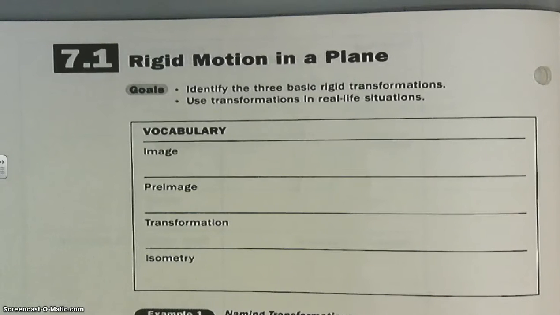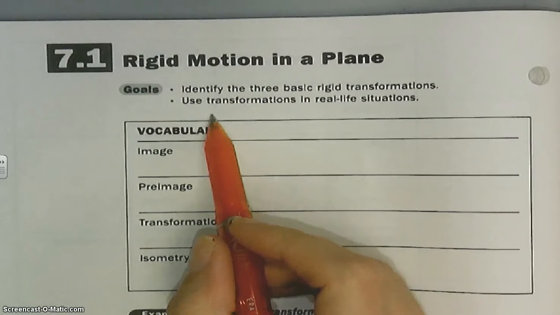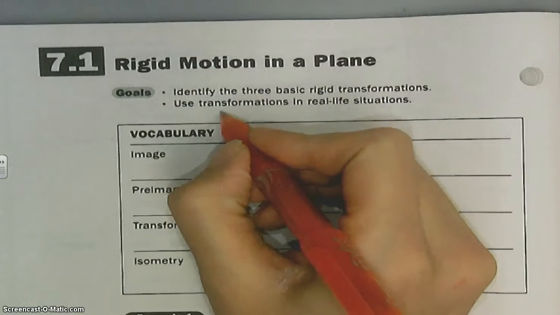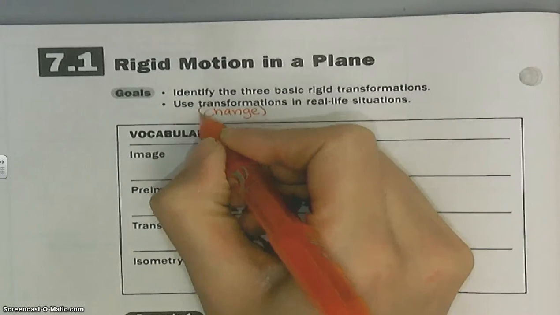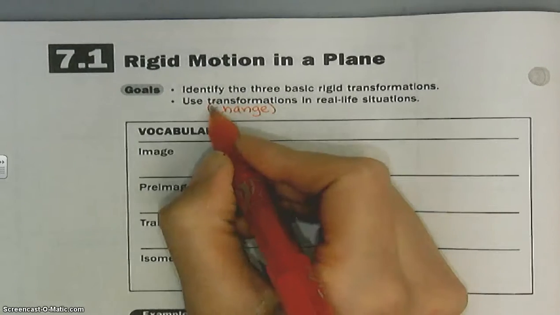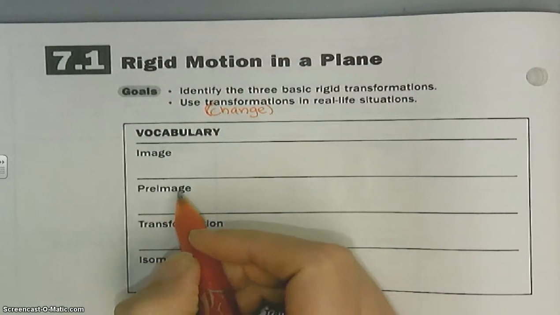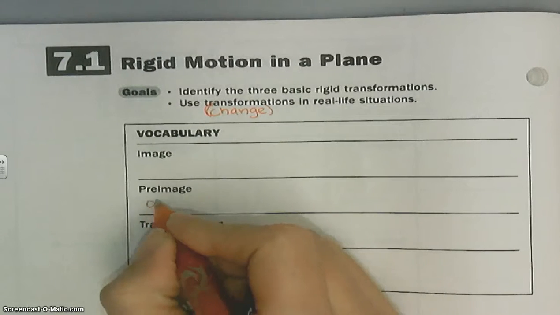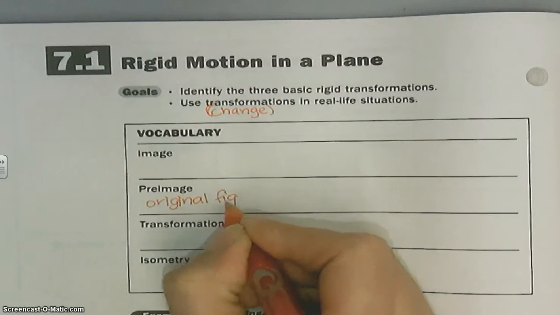Today we're talking about transformations, and you may have heard this word transformation before, maybe transformers. So you know that transformations mean to change. So we're going to talk about some changes that you can do with shapes. So you start with the pre-image. The pre-image is the original figure before the transformation.